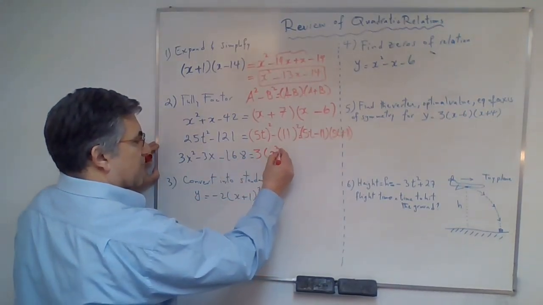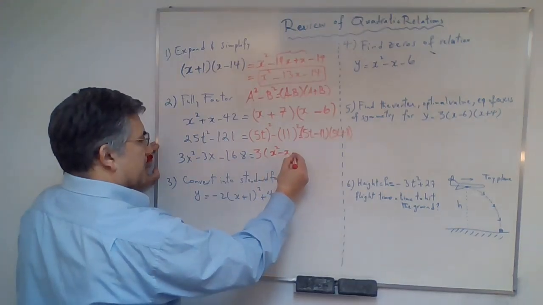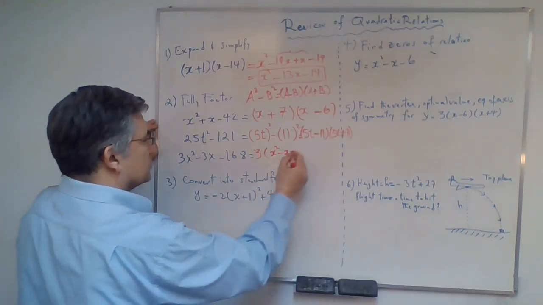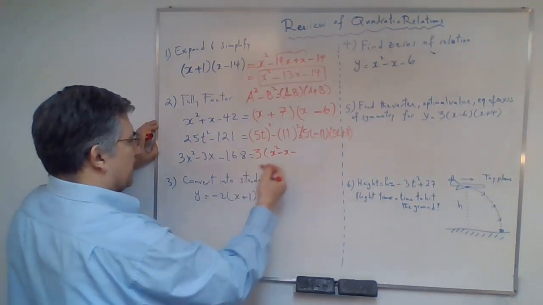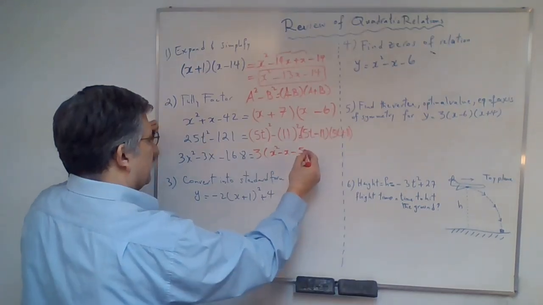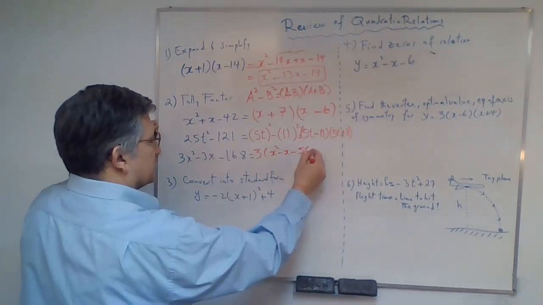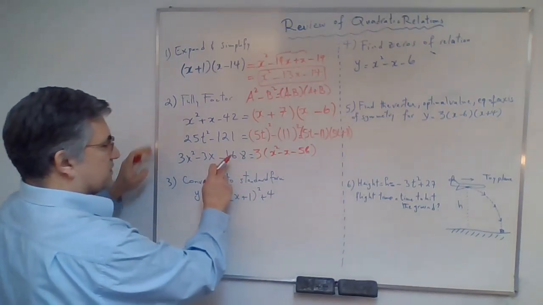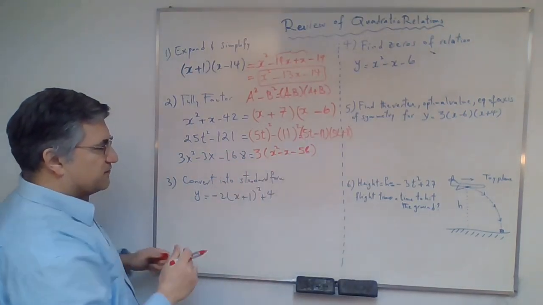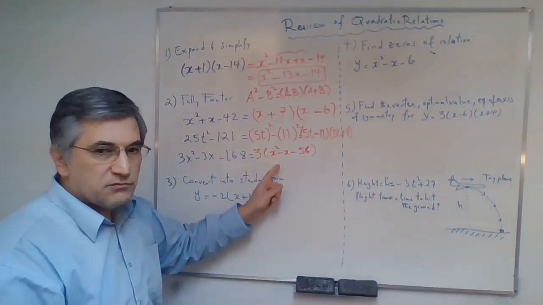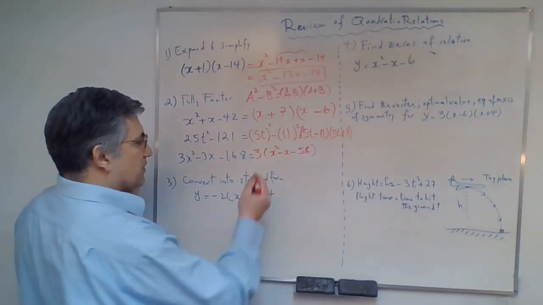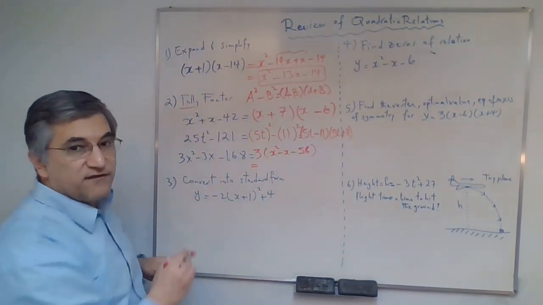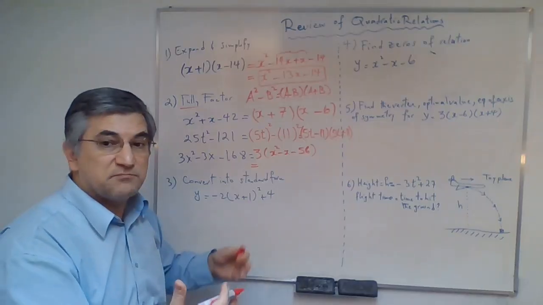So I factor 3 out. X squared minus x minus... if I divide 168 by 3, I get 56, yes? So 168 divided by 3 is 56. So the first thing we do is factor the common factor of 3 out. Now, the question says fully factor, so we have to factor as much as possible.